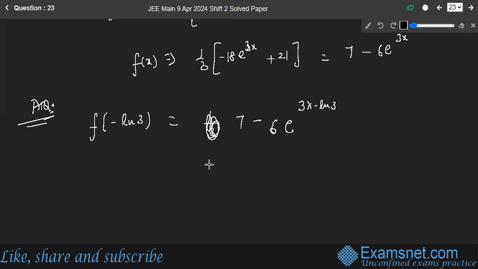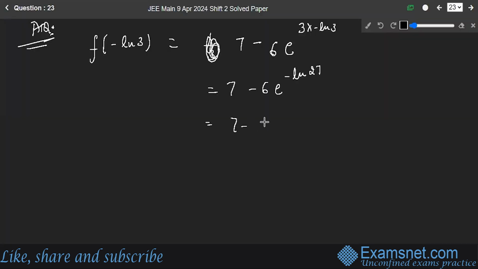And this was 7 minus 6 e power minus log of 3 power 3, which is equal to 27. And it will give you 7 minus 6 into e raised to power 27 power minus 1. This will be 7 minus 6 by 27, and here will be 2, here will be 9. This is 7 minus 2 upon 9.